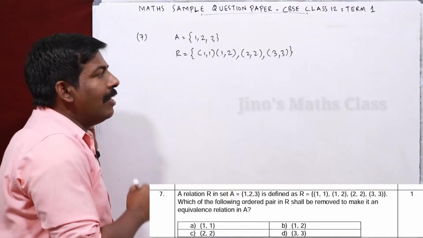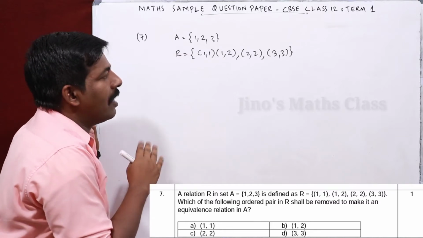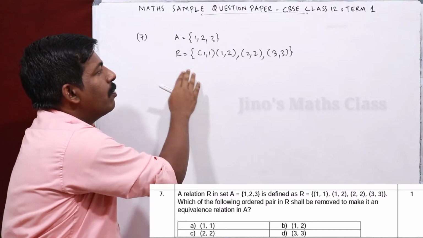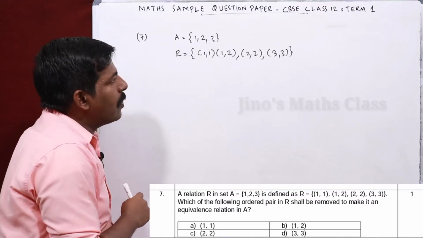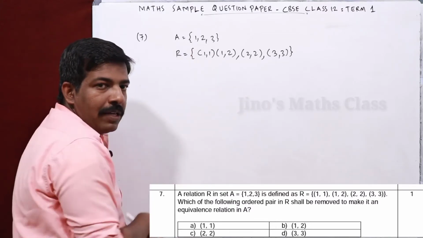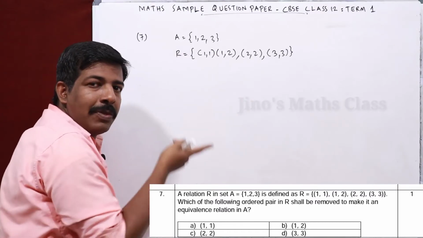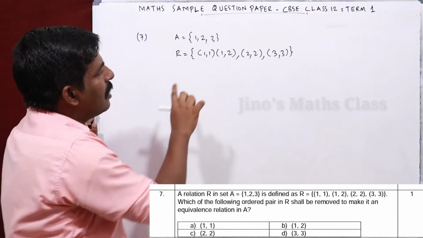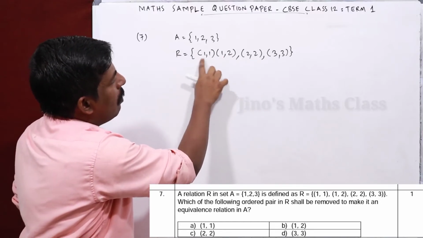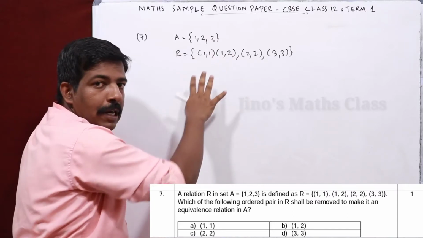Seventh question. Here there is a relation given and a set A is also given, and they are asking to find an ordered pair to remove from this relation to make it an equivalence relation. So here you can see (1,1), (2,2), (3,3) is there, that's why it is reflexive. Here (1,2) is there, but (2,1) is not there, that's why it is not symmetric. And here it is (1,2), (2,2), so (1,2) should be there, it is there. Here (1,1), (1,2), then (1,2) should be there, it is there. That means it is already transitive.